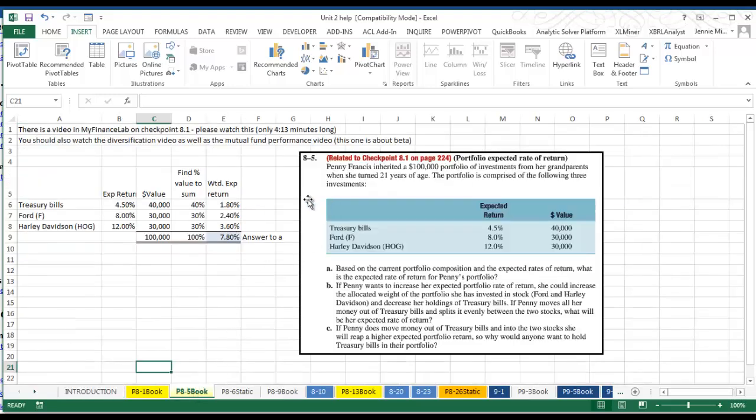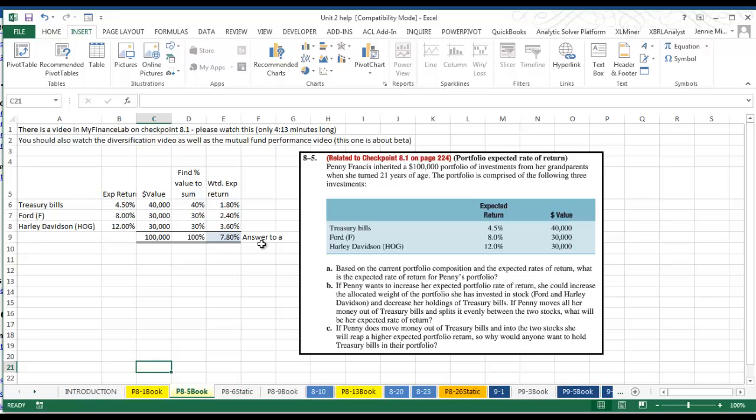In 8-5, you have a portfolio and you're to calculate the expected return. You have three things in your portfolio. You have treasury bills, you have Ford stock, and you have Harley-Davidson stock. And you inherited this portfolio of investments from your grandparents when you turned 21. I wouldn't mind inheriting this myself.